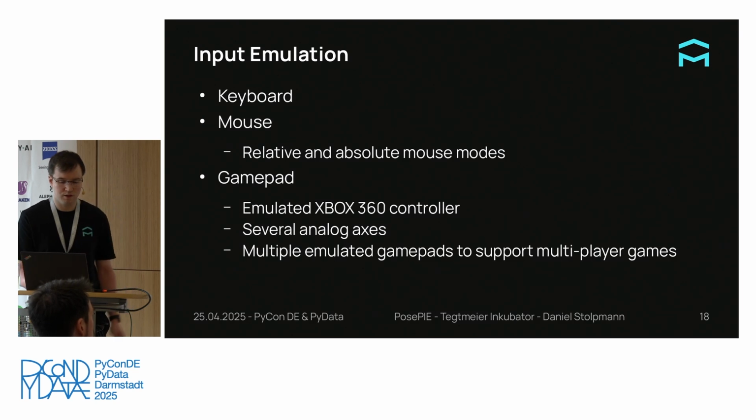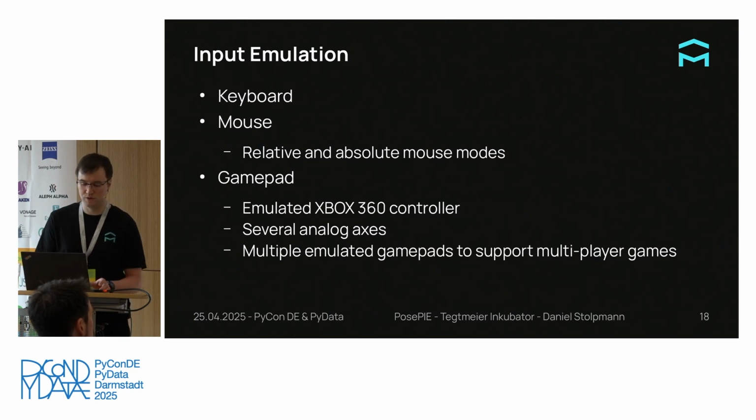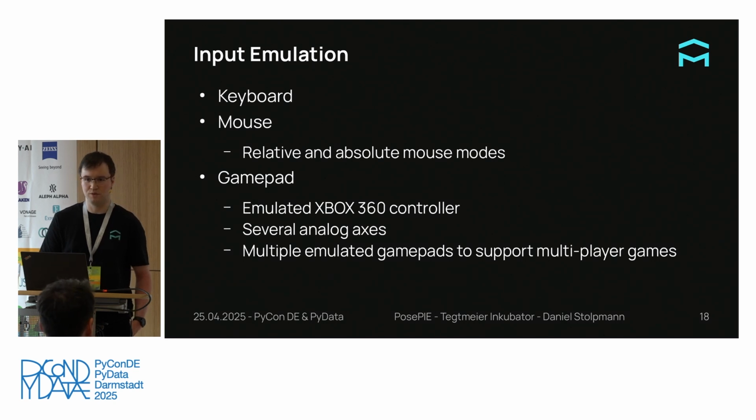For the gamepad, we emulate an Xbox 360 controller, which has several analog axes in addition to the digital buttons, which is really useful if you want to input some analog values, some floating point values into a program or into a game. For example, for the steering in a racing game, you can use these analog axes. And we can also emulate multiple of these gamepads, which then gives us the multiplayer support.